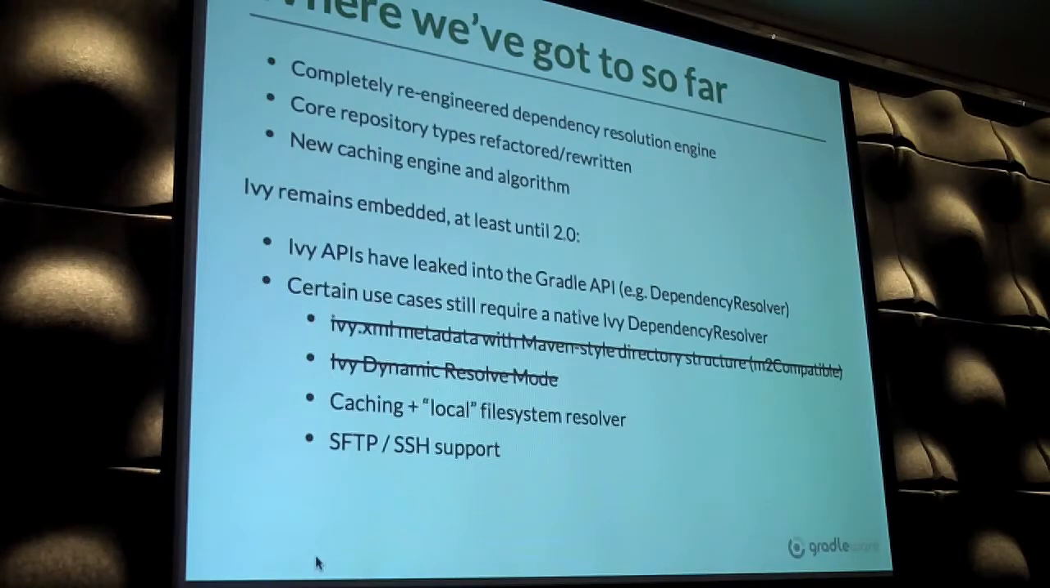And then there are certain use cases that still require an Ivy dependency resolver to be used natively. The first two use cases there are ones that we've solved in the last 6 months. It used to be you couldn't do an M2 compatible Ivy repository. I'll explain what that means later, but you can now. But still, if you have a local file system which is on, say, an NFS mount or something like that, and it's slow and you want caching, unfortunately Gradle doesn't yet give you a solution to that. So you can dive in, grab a native Ivy dependency resolver and do it all yourself. Same with SFTP and SSH support. It's not that we can't, we just haven't got around to implementing those things yet.